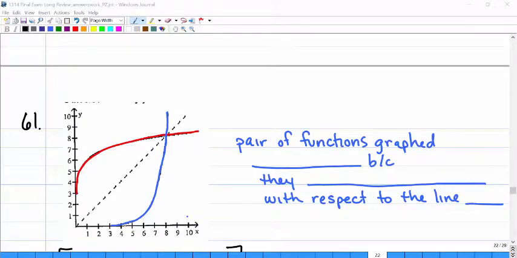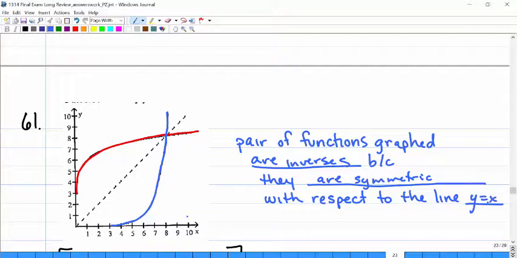Continuing with the Math 1314 Final Exam Review, number 61 asks, or it tells you to decide whether the pair of functions graphed are inverses. So are the red and the blue functions inverses? And they are inverses because they are symmetric with respect to the line y equals x. You can see the dashed line here is y equals x, and that red and that blue function are symmetric with respect to that line y equals x. So yes, those functions graphed are inverses of each other.